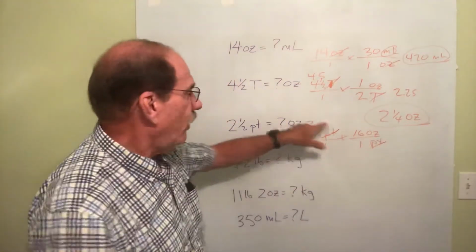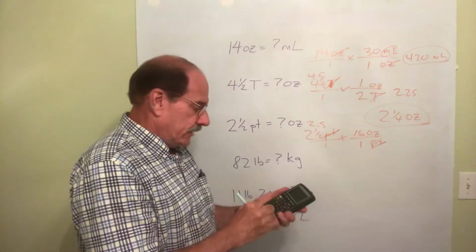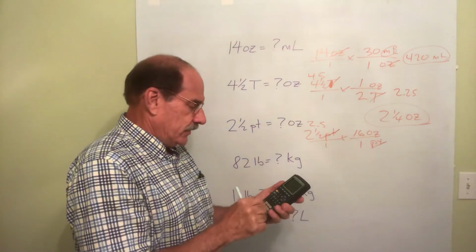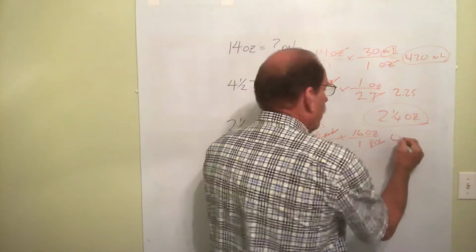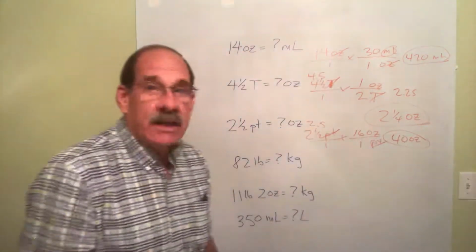Now since both of those non-ones are on top, I multiply. So I take my 2.5. I multiply by 16. The answer is 40. So 40 ounces. There's the answer.